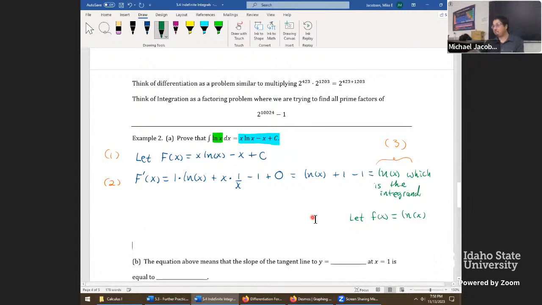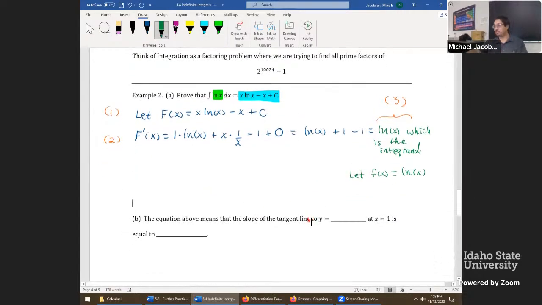So here's one thought you can have before you even get started with the follow-up question. It says the equation above, that one that we just verified is true, means that the slope of the tangent line to y equals, you have to supply that function at x equals 1 is equal to, you have to supply that number. So let's take a look at this again. We differentiated something, the derivative of this is natural log x.